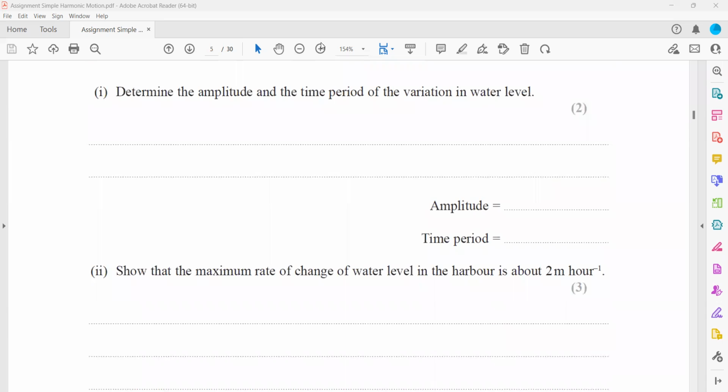So time period, we work out the amplitude and the time period. The amplitude was 3.75 meter and the time period is 12.5 hours. Show that the maximum rate of change of water level in the harbor is about 2 meter per hour. So rate of change of water level means here we need a velocity. So how to work out the maximum velocity?